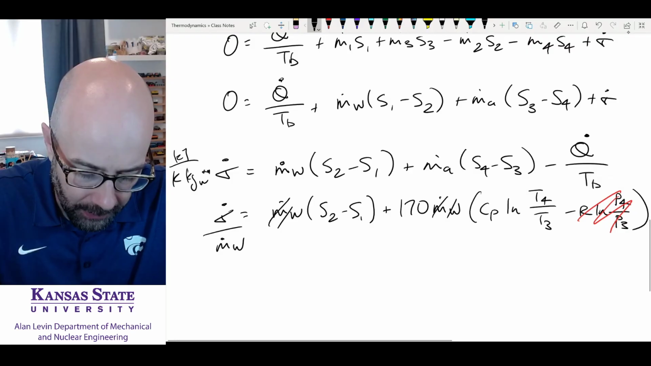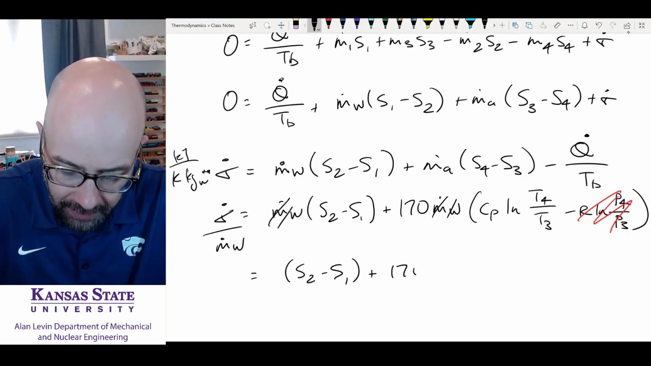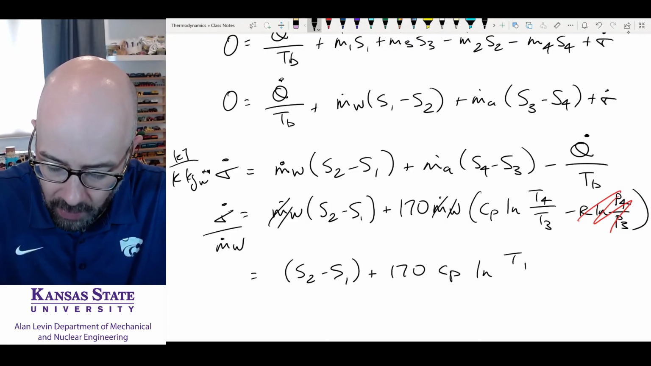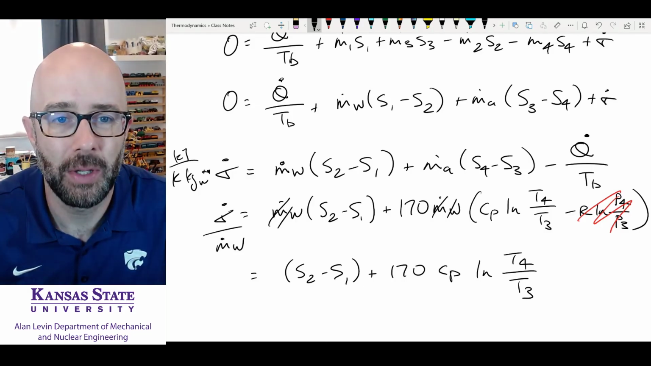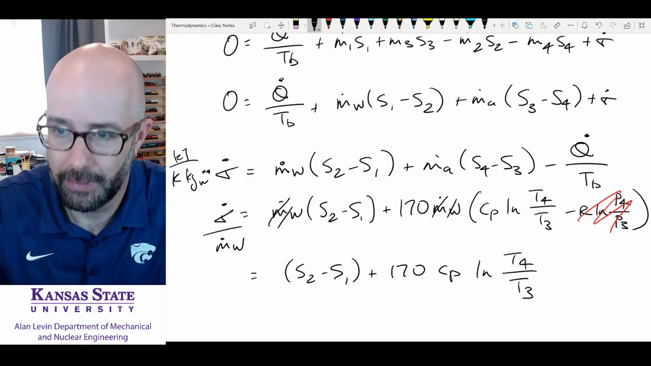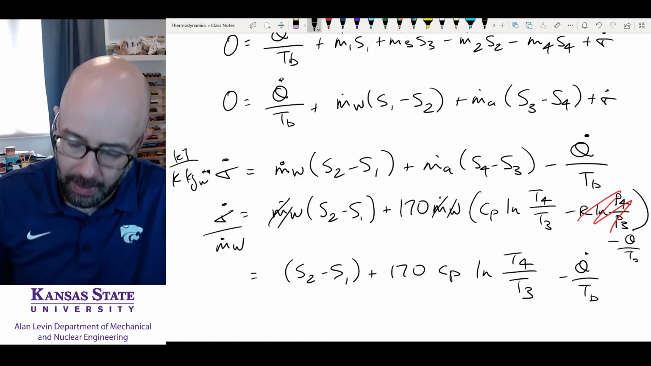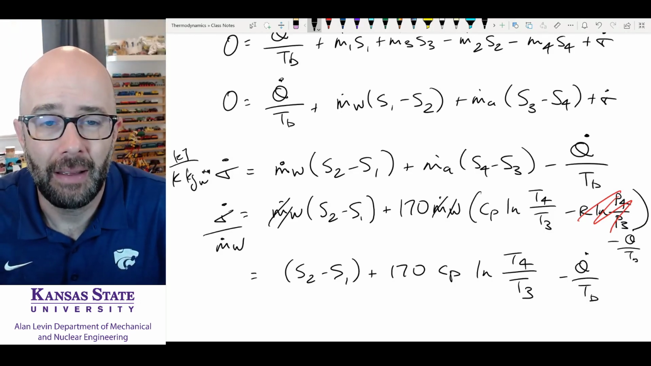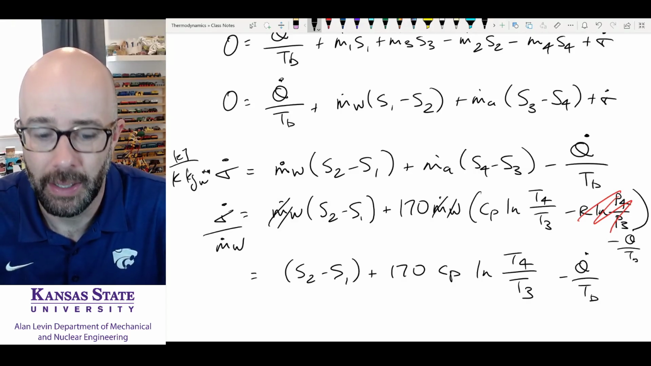And we're down to S2 minus S1 plus 170 times C sub P times the natural log of T4 over T3. Now, note that on an exam, oh, I forgot a term. I've got a term up here. Minus Q dot over T sub B. Minus Q dot over T sub B. Okay, so make sure we get that. I'll probably give you the temperatures in regular units, and you'd have to know that you have to put them in absolute units, so that's important here.